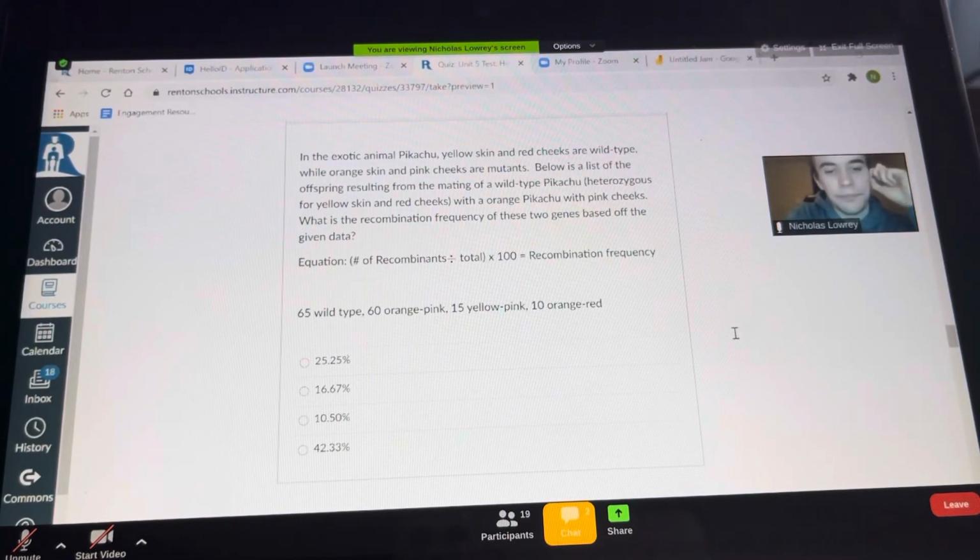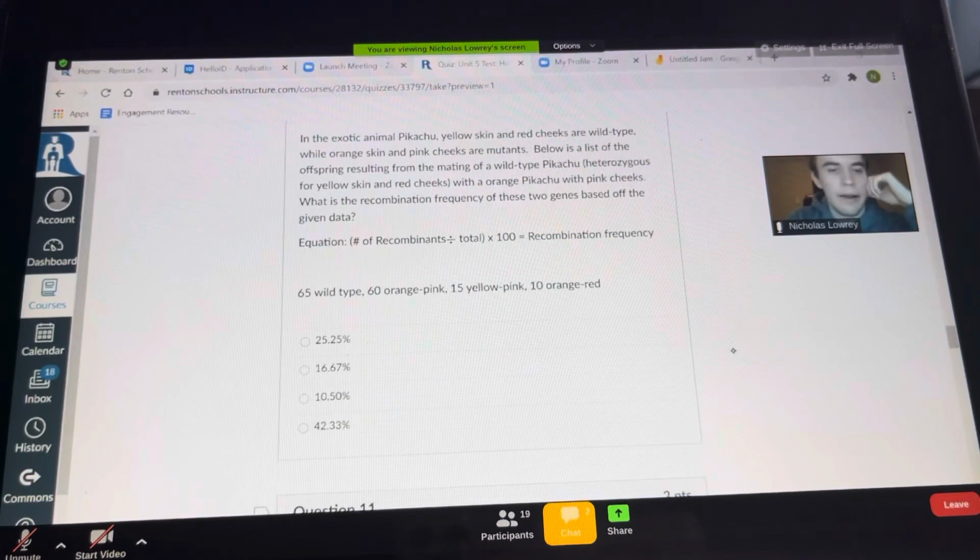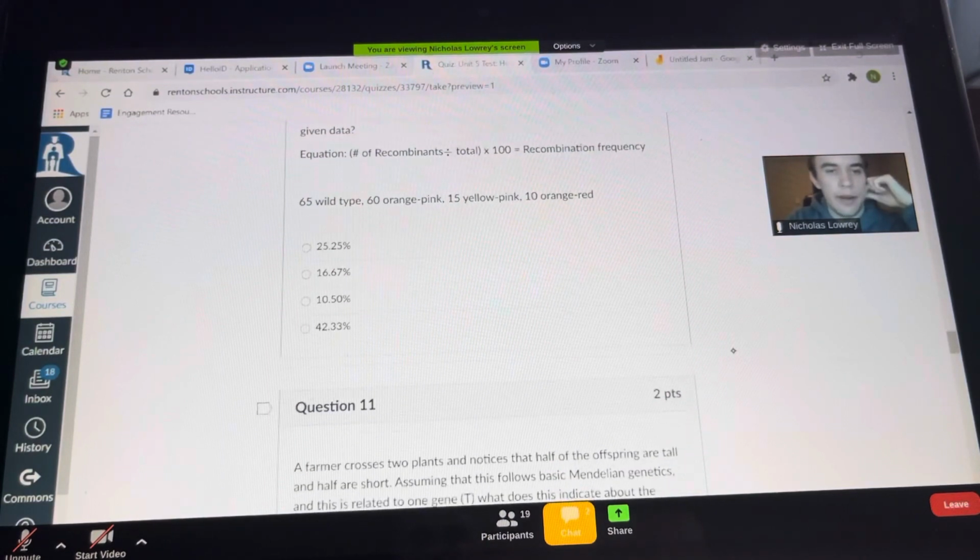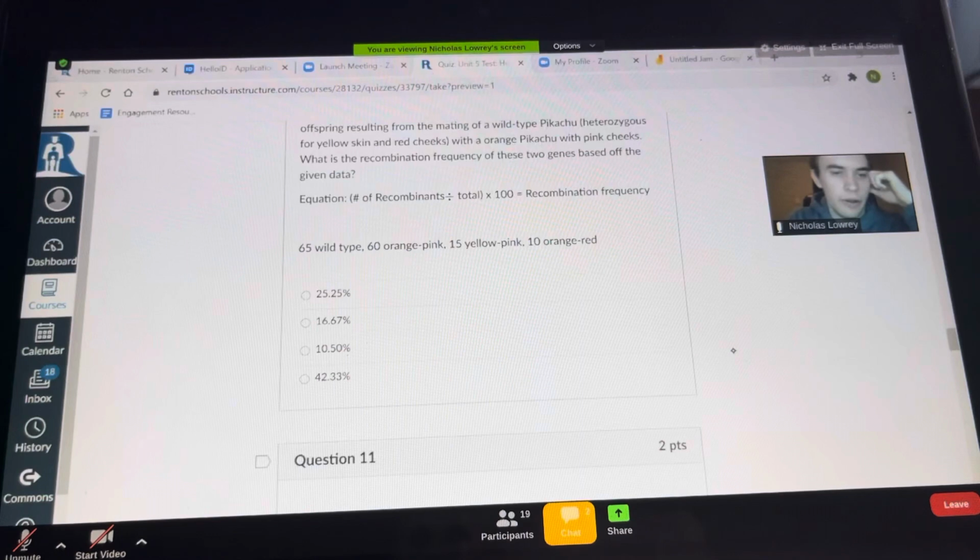And so this 15 yellow, pink, it has one dominant and one recessive, and then 10 has one recessive and one dominant. So these are our recombinants. So the number of recombinants here is 25. And then you're going to take that 25 and divide it by the total number of all of them, and then multiply that by 100. Okay, so that's how you do that answer. Okay, and I'm not going to do the math right now, but that's the setup for it.